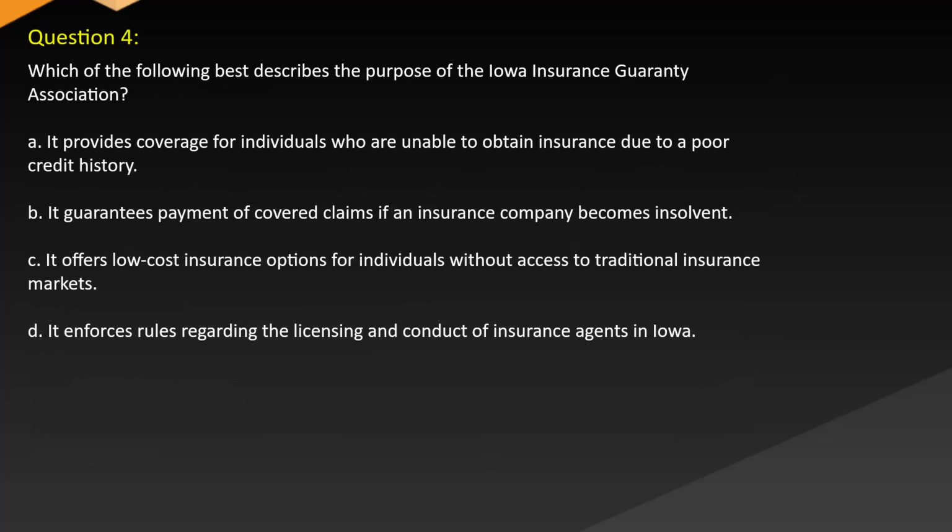Question 4. Which of the following best describes the purpose of the Iowa Insurance Guarantee Association? A. It provides coverage for individuals who are unable to obtain insurance due to a poor credit history. B. It guarantees payment of covered claims if an insurance company becomes insolvent. C. It offers low-cost insurance options for individuals without access to traditional insurance markets. D. It enforces rules regarding the licensing and conduct of insurance agents in Iowa.